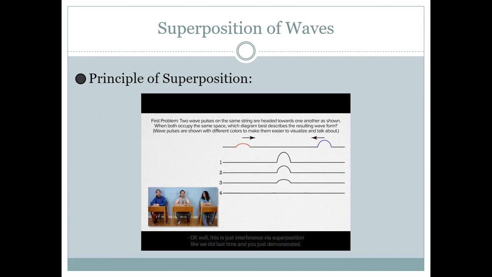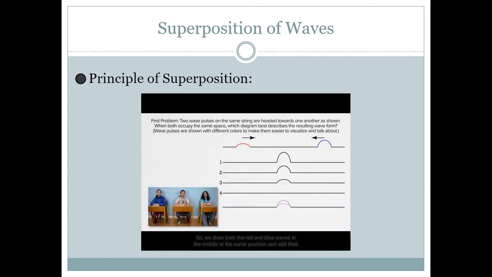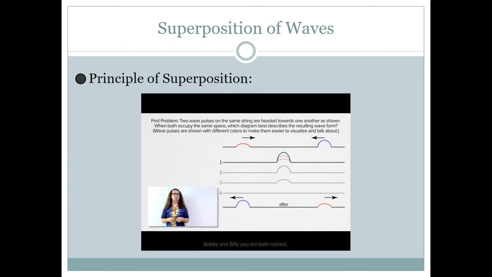Bobby? Okay, well, this is just interference via superposition like we did last time and you just demonstrated. So we draw both the red and blue waves in the middle at the same position and add their amplitudes together. The correct answer then has to be number 1. I think it is also important to remember that after the 2 wave pulses interfere with one another, they continue on with the same amplitude and direction as before, right? Bobby and Billy, you are both correct.